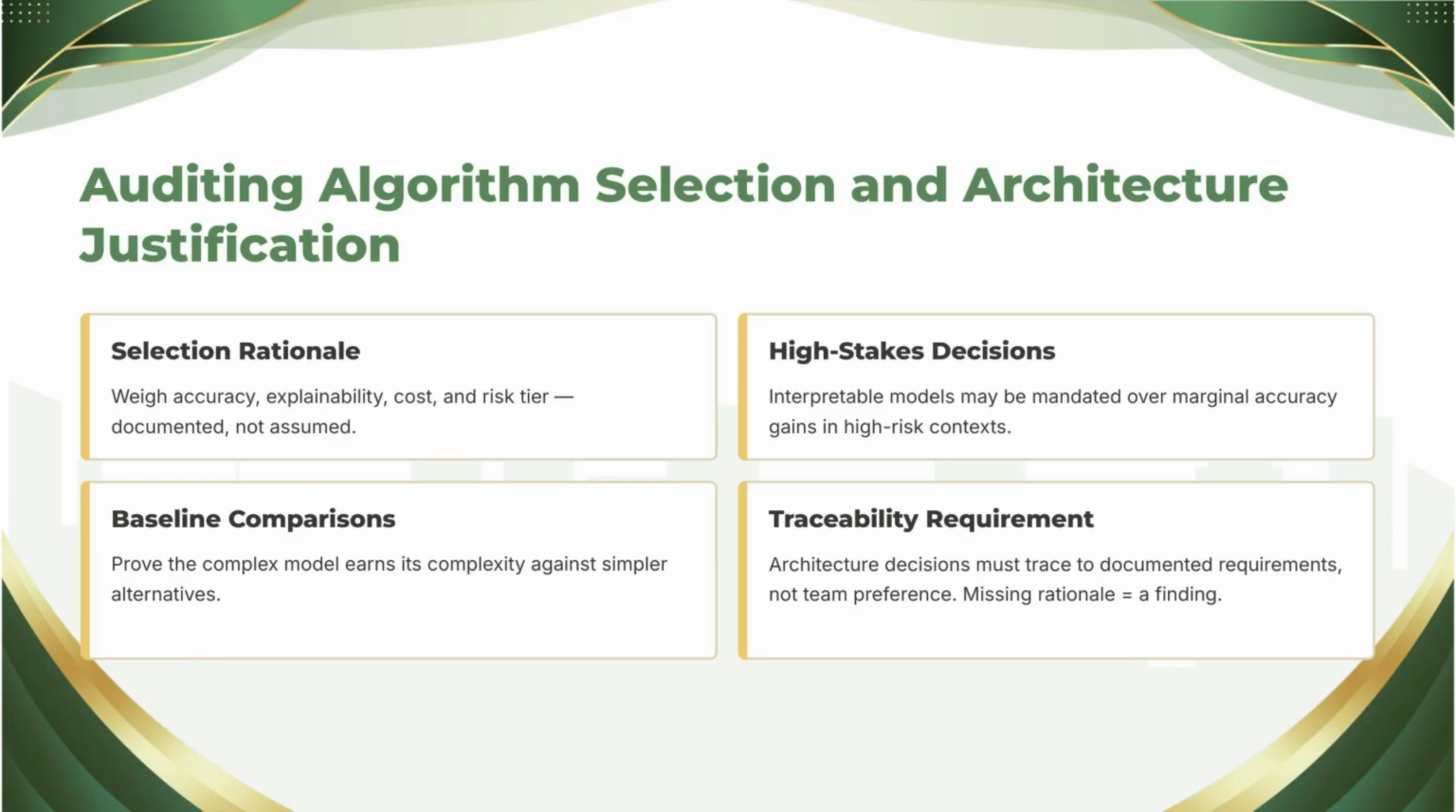A justified selection shows evidence of alternatives considered. Ideally, a baseline comparison. We tried logistic regression, gradient boosting, and a neural network. Here are the numbers. It shows the trade-off analysis, performance gained versus explainability lost. And it shows the decision matched the stakes, connecting to the risk tier from last lesson.